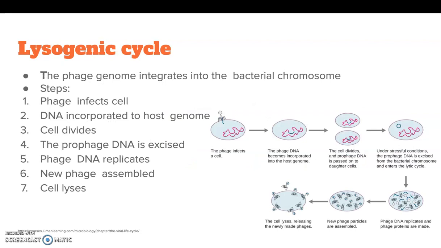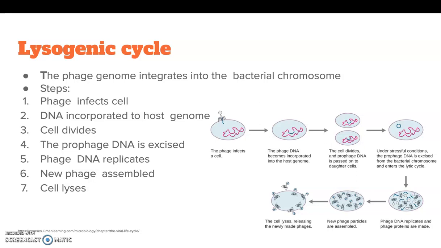So the lysogenic cycle is a little different than the lytic cycle. During the lysogenic cycle, instead of killing the host, the phage genome integrates into the bacterial chromosome and becomes part of the host. The integrated phage genome is called a prophage.